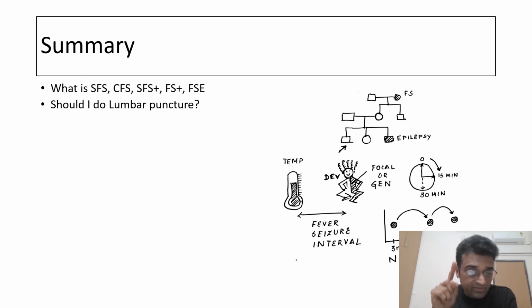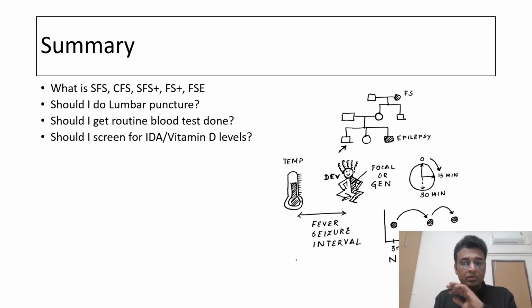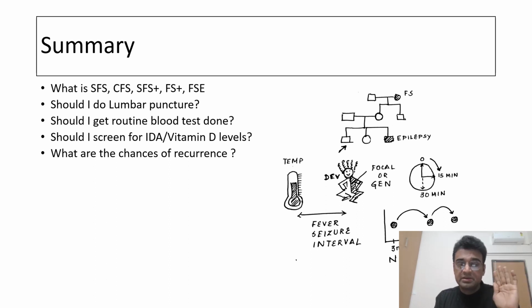The second thing that we learned is, should we do LP or should we not do LP? If there are clear-cut meningeal signs, do LP. Infants, take a lower threshold. 6 months to 12 months, immunization status doubtful. Fourth indication, antibiotic. No role of any routine blood testing done. No role of any iron deficiency and vitamin D levels unless clinically you are finding any signs.